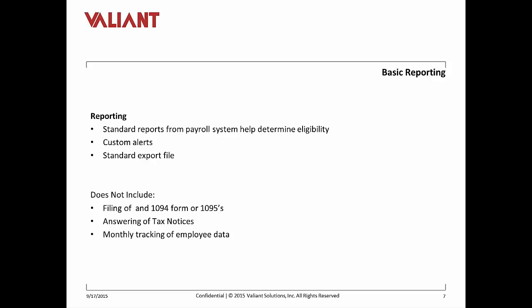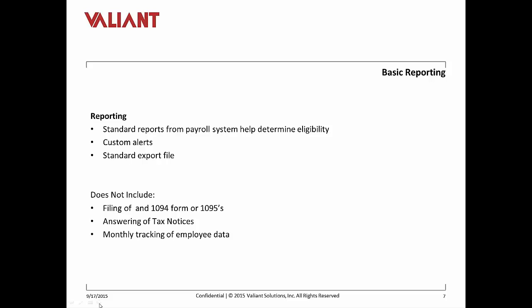The second option is our basic ACA compliance tool. This is best suited for those clients looking to extract payroll data in order to merge it with their benefit and HR data. Whether you're doing the compliance in-house or through a third party, this solution gathers the information you need from payroll to be compliant. The standard reporting and ACA reporting tool includes standard reports from the payroll system, and these are primarily used to help determine eligibility as well as full-time equivalent employees. It includes custom alerts, and it includes a standard export file.